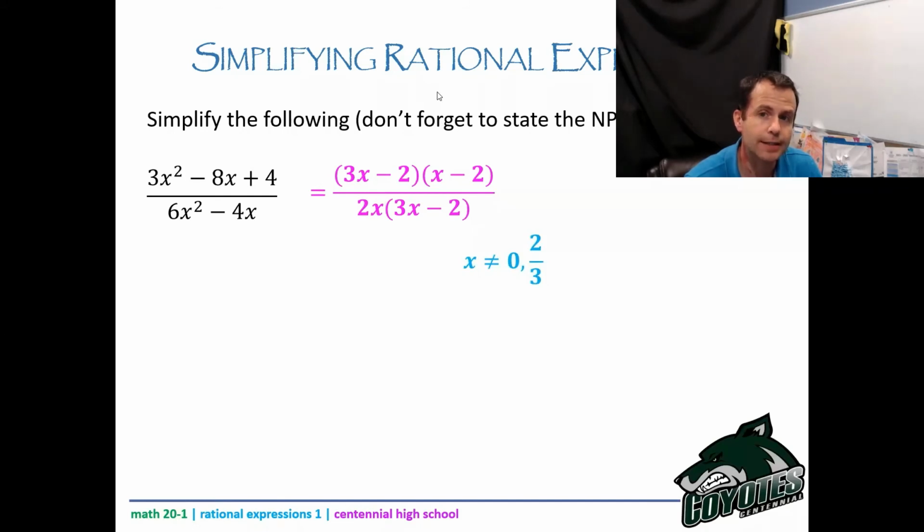Now I can look at who divides out. My 3x minus 2's will divide out, and I'd be left with x minus 2 all over 2x. Okay, x minus 2 all over 2x. And that would be the simplest form I can do.